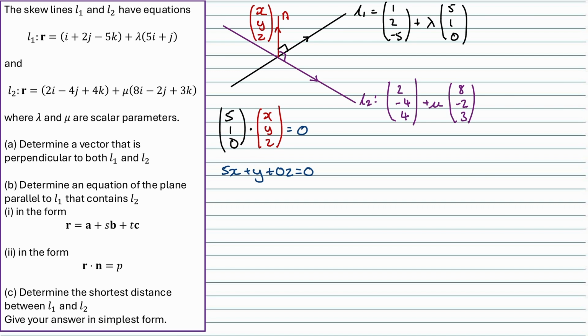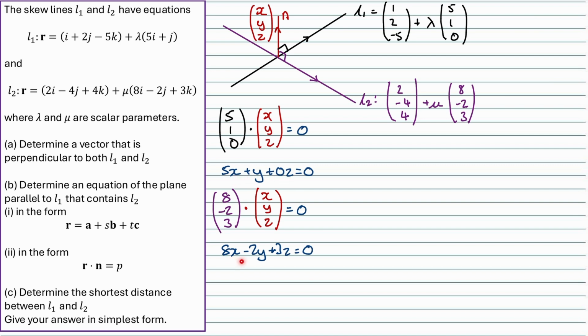Now I've got one equation from this scalar product. I can create another equation because we know n is also perpendicular to L2. So again, we can find the scalar product. We'll dot this direction vector with the direction vector of a normal. So we'll get (8, -2, 3) dotted with (x, y, z). And again, this will be 0 because of the 90 degrees. So we'll get 8x minus 2y plus 3z equals 0. And now we've got two equations.